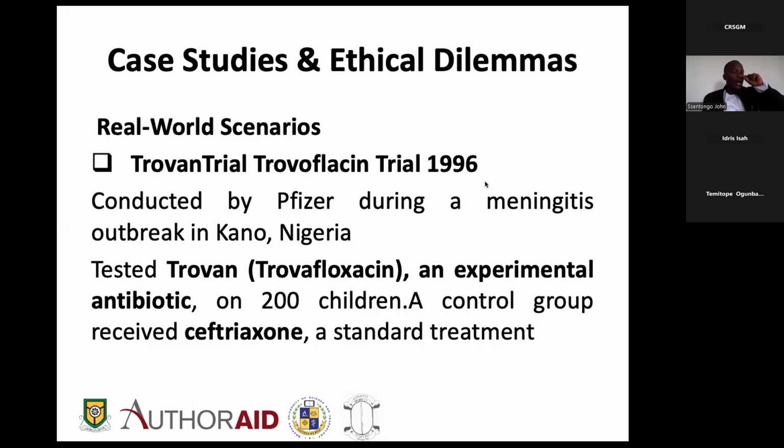So there was an outbreak of meningitis in Nigeria, and this company, Pfizer, which is a very well known company, came in to test its drug Trovan, or trovafloxacin. It was a clinical trial to test its effectiveness in managing meningitis. So they really didn't get any ethical approval. They came in and started conducting their study.